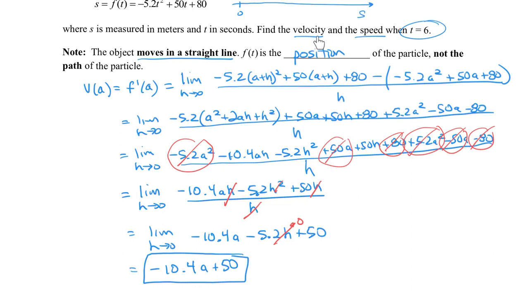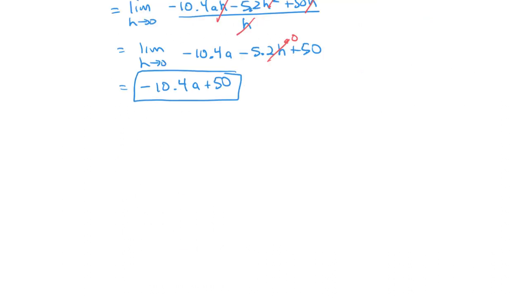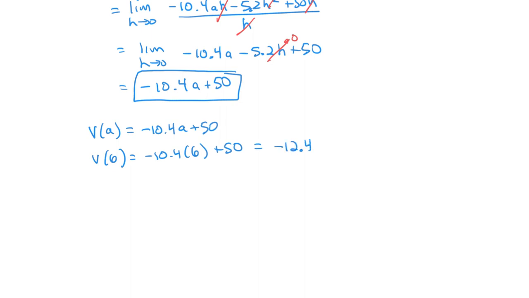So if they want the velocity when time equals 6, we just have to plug a 6 in there for a. Okay, so what we have got is velocity at time a is negative 10.4a plus 50. So velocity at time 6, at 6 seconds, is negative 10.4 times 6 plus 50. And if you do the math here, you get negative 12.4. And the units are going to be meters per second. And then the question is, what is the significance of this negative?